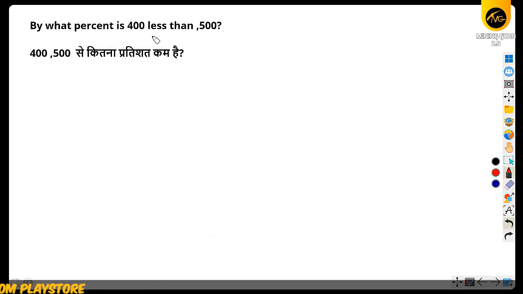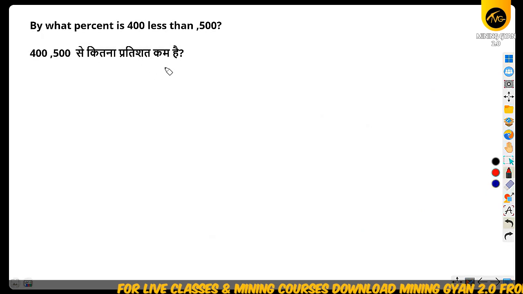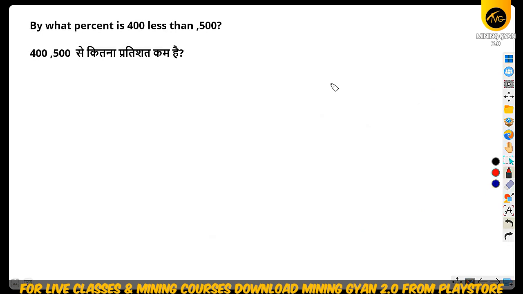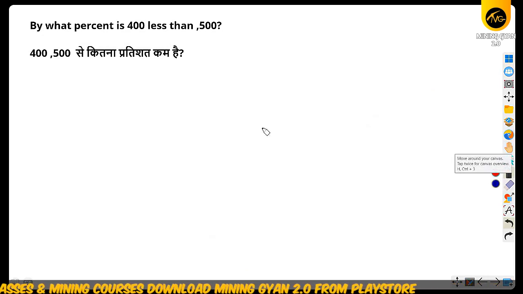By what percent is 400 less than 500? 400 500 से कितना प्रतिशत कम है? ओके, so by what percent is 400 less than 500? So now if you want to find out the answer of this type of question, you just use a basic formula.